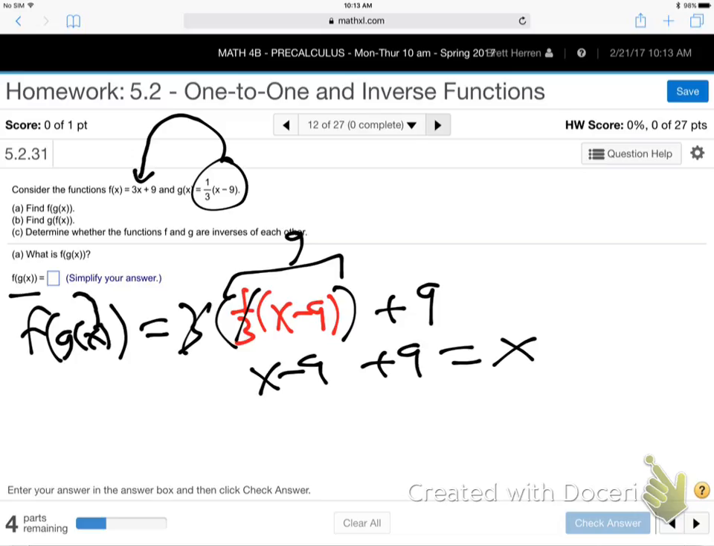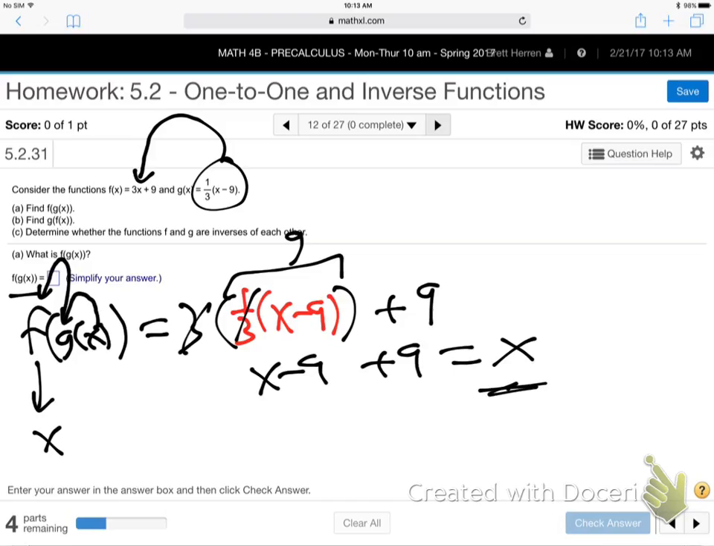Because x went into g, came out of g, went into f, and came out the same way it started, right? x. So when you run something through two machines and it comes back the way it started, that means one of those machines is the opposite of the other. It's undoing whatever the first machine did, right? That proves they're inverse functions. That's what they're looking for in this one. They're trying to say, hey, what does that mean?